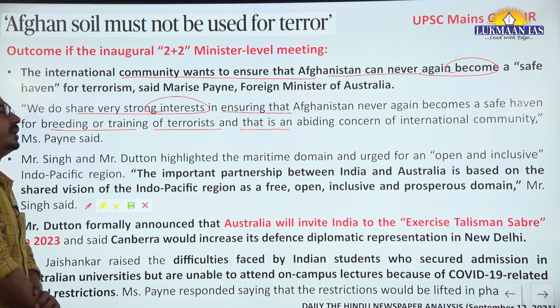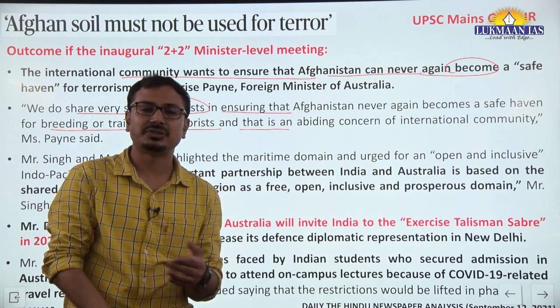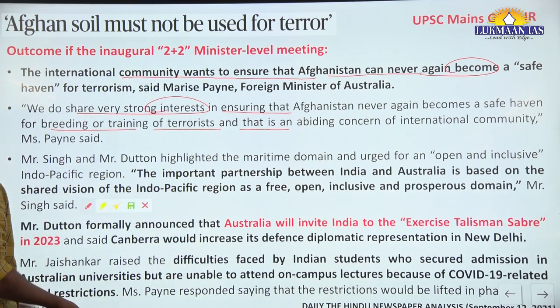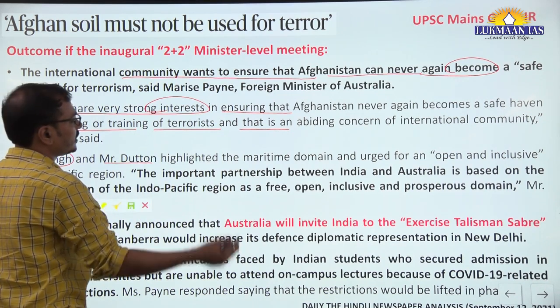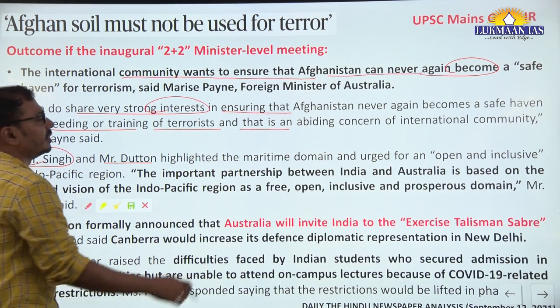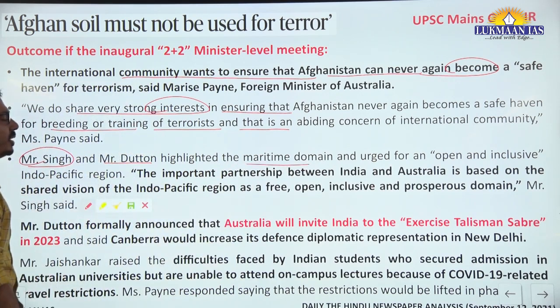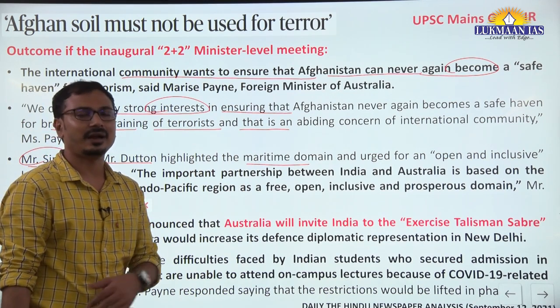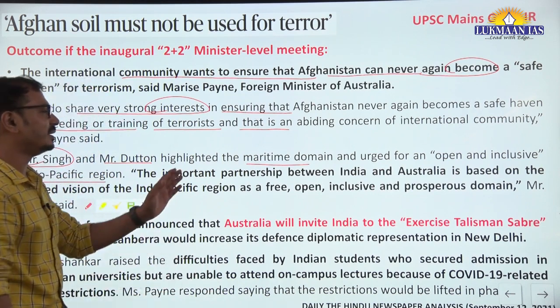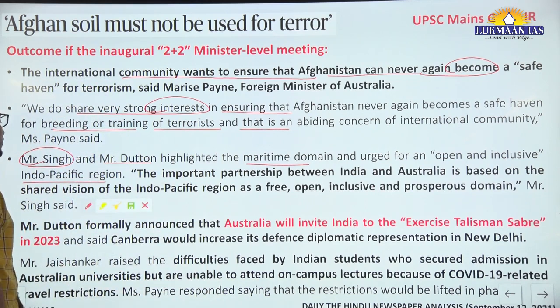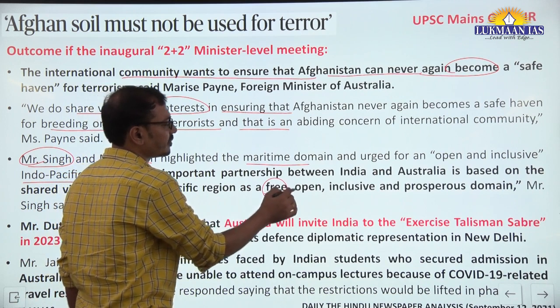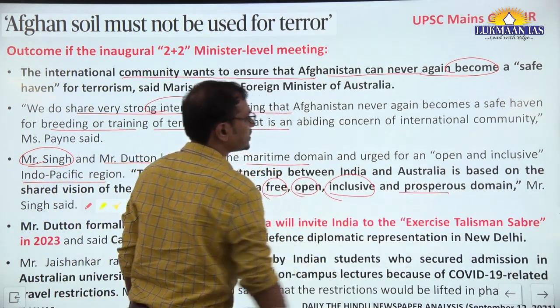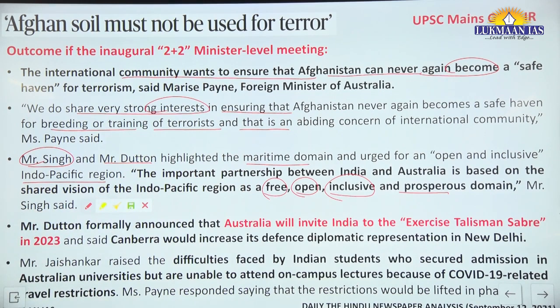Now, when we talk about 2+2, the foreign minister and defense minister are simultaneously meeting their counterparts. So Rajnath Singh, our defense minister, and Mr. Dutton, the Australian defense minister, highlighted the maritime domain and urged for an open and inclusive Indo-Pacific region. Whenever we talk about India-Australia, India-Japan, India-US, they always say open and free Indo-Pacific, right? So a shared vision on the Indo-Pacific region as a free, open, inclusive, prosperous domain. Use these words directly in your answer.